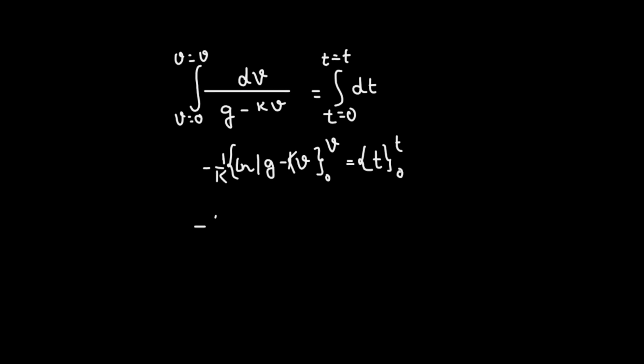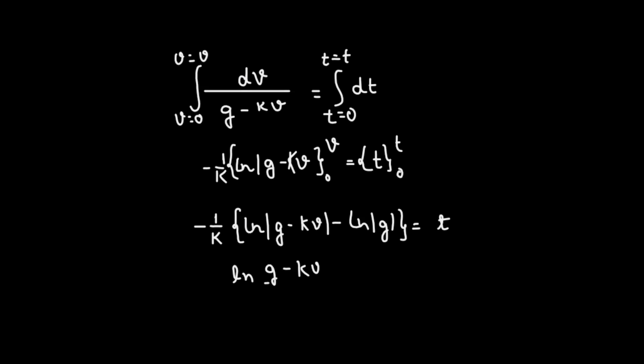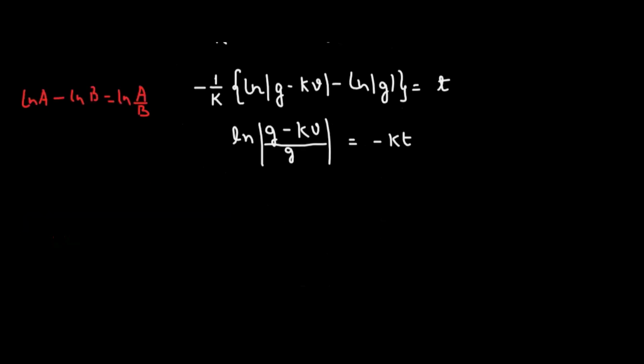So we have negative 1 over k times natural log of g minus kv minus natural log of g, which is equal to t. Natural log of g minus kv minus natural log of g will be simply natural log of g minus kv divided by g. Here we have used the property that log of a minus log of b simply equals log of a over b. So this is equal to negative kt. Let's get rid of the logarithm.